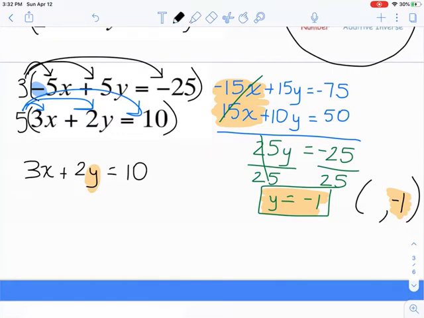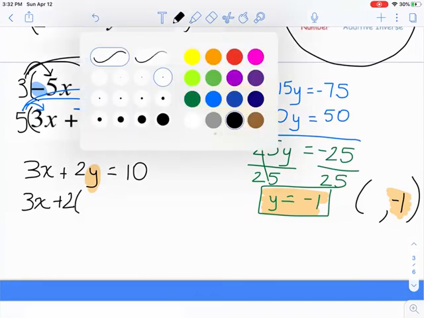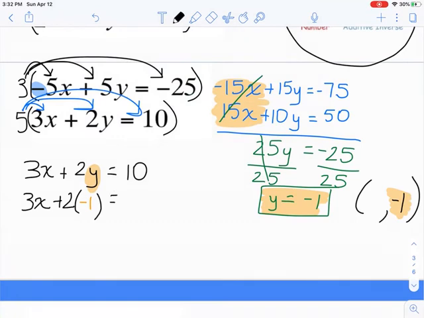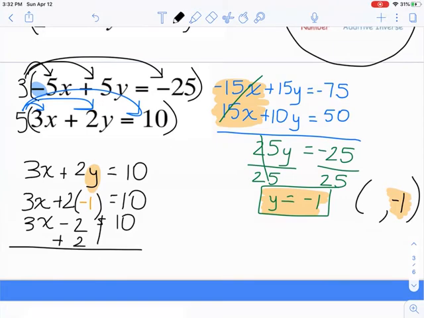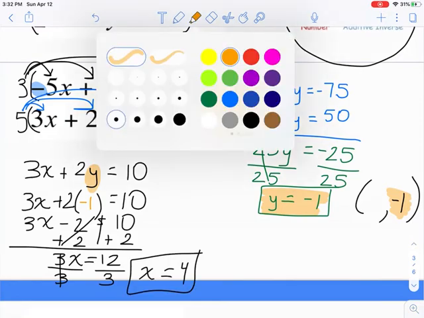So we're going to substitute: 3x plus 2 times negative 1 equals 10. 3x minus 2 equals 10. Add 2 on both sides. We're left with 3x equals 12. Divide by 3, divide by 3. We're left with x equals 4. Awesome.